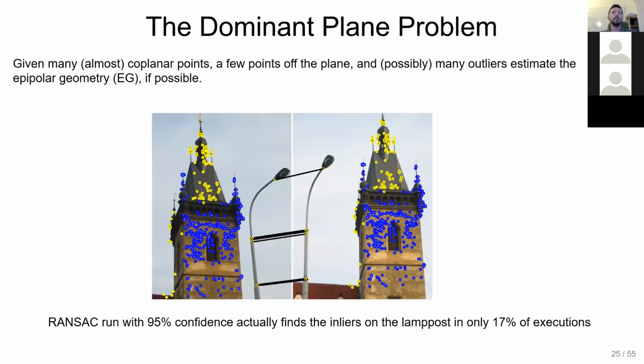So if you have a huge plane in the scene that has lots of points, such as this one, where the majority of points lie on a plane, then there are some points that lie close to the plane, and there are only a few points that lie off the plane, and these are located on the lamppost. And if you run standard RANSAC with 95% confidence that you find the best solution, actually only 17% of the executions return as inliers the correspondences on the lamppost.